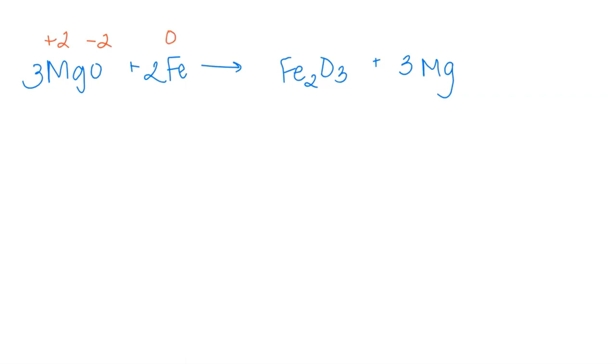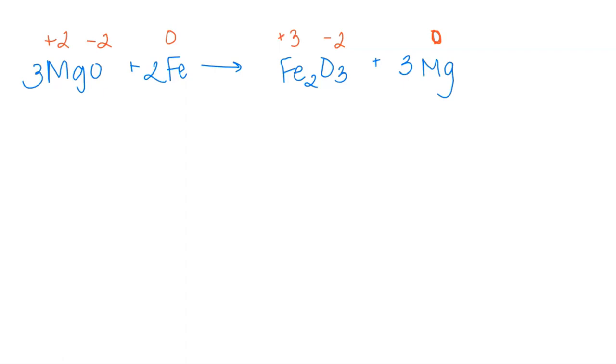Moving on to iron 3 oxide. Again, this is a binary ionic compound, so our iron has a +3 and our oxygen has a -2. And then lastly, our magnesium is now in its elemental form, so it is going to be 0. So now we have all of our oxidation states, and we need to figure out what's being oxidized and what's being reduced. So let's try and remember what those terms even mean.